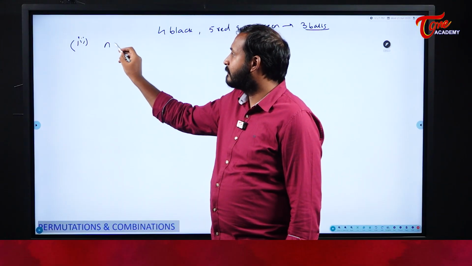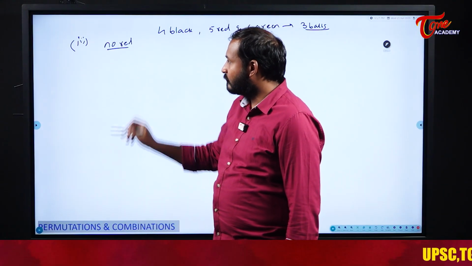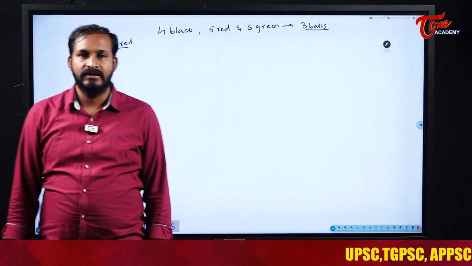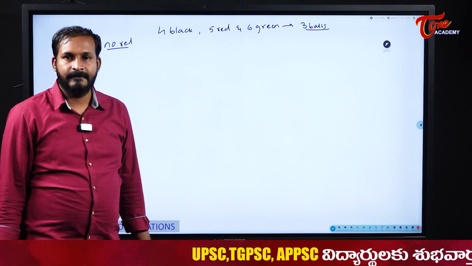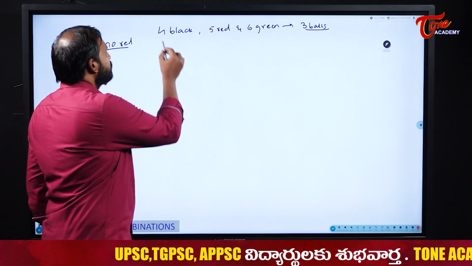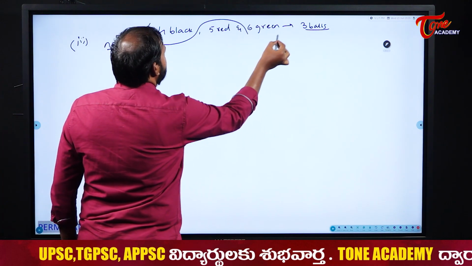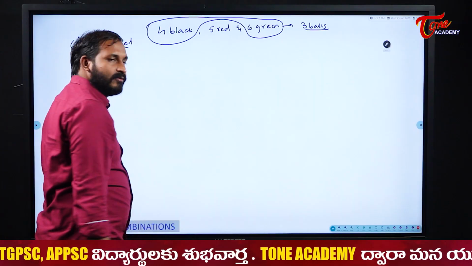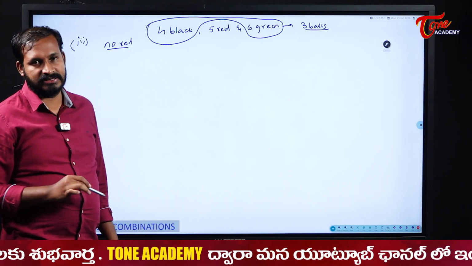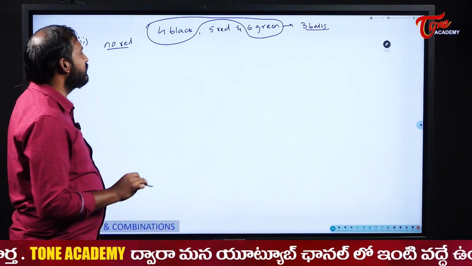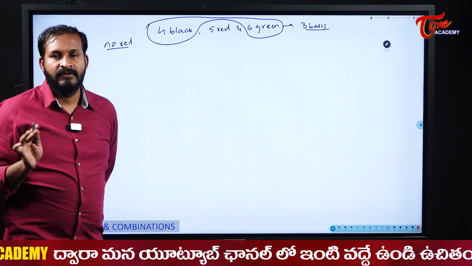No red color. Now see here, students. What does it mean? The 3 balls can be any of the black and green, right? So now I just eliminate the red color. Now I will be available with how many balls? I will be available with 10 balls. From that remaining 10 balls, I need to pick 3 without any condition.